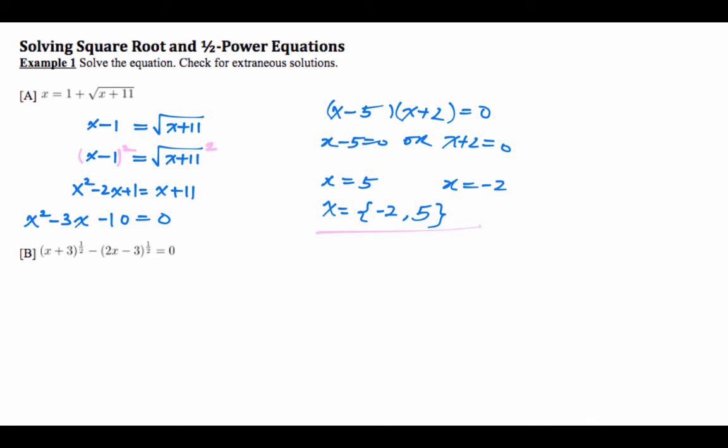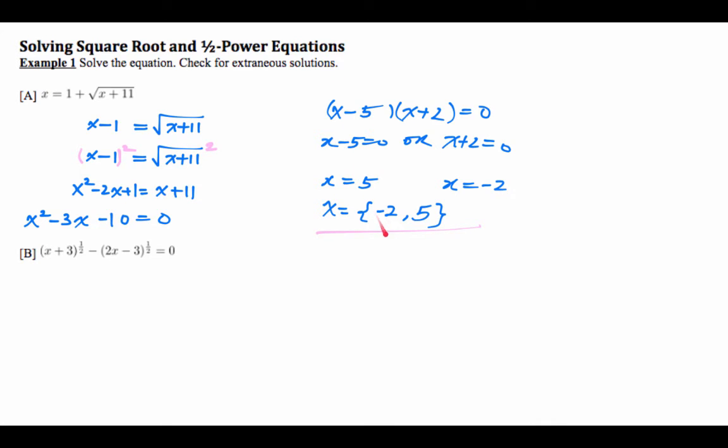I'm not going to do this in the video right now, but do me a favor, guys. Why don't you plug in both values, and see what happens? Are they both a legitimate answer or not? So this is the part right here that says, check for extraneous solutions, right? And we'll address that question in class.